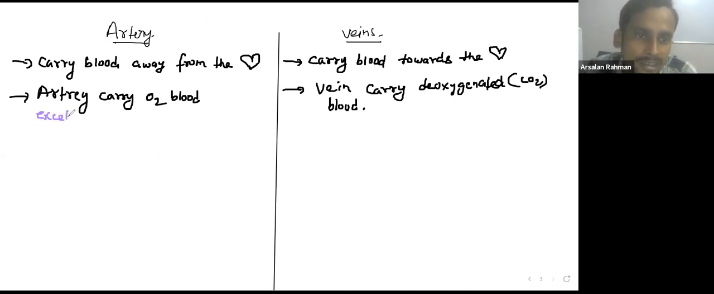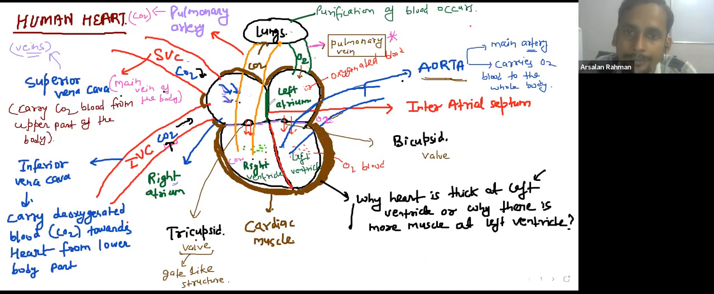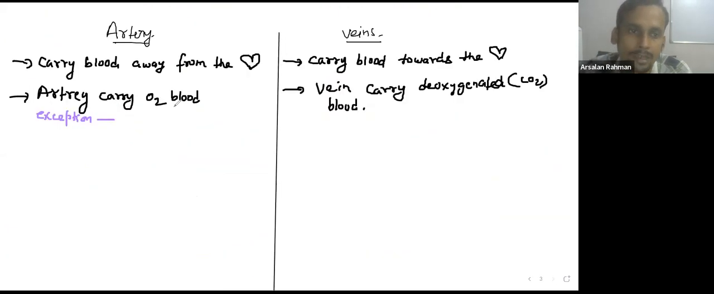There is one artery which carries deoxygenated blood. Can you tell me the name? Here you can see there is an artery, the pulmonary artery, which carries which type of blood? Deoxygenated blood. Okay. So there is one artery which carries deoxygenated blood. The exception is the pulmonary artery.